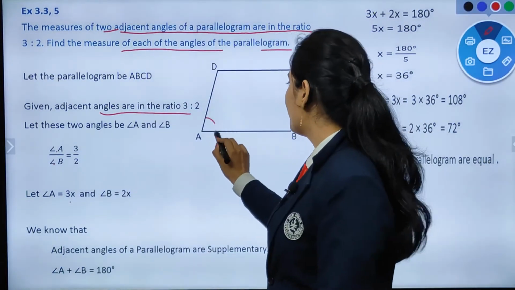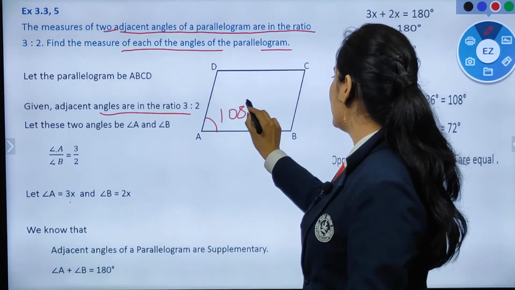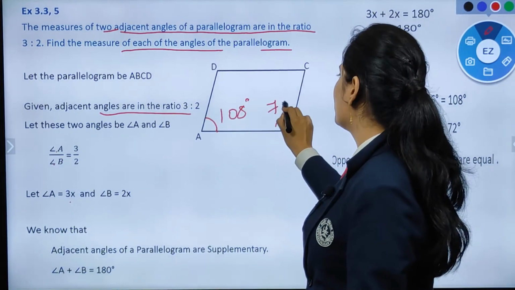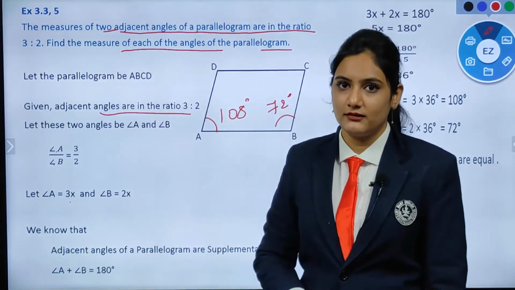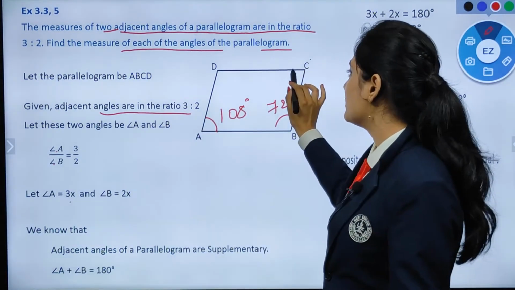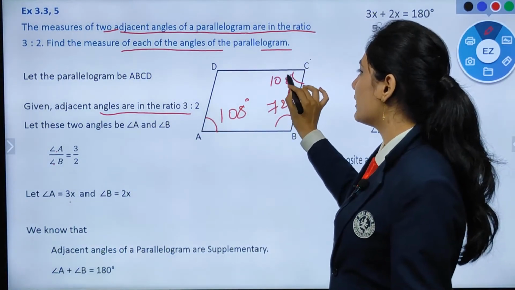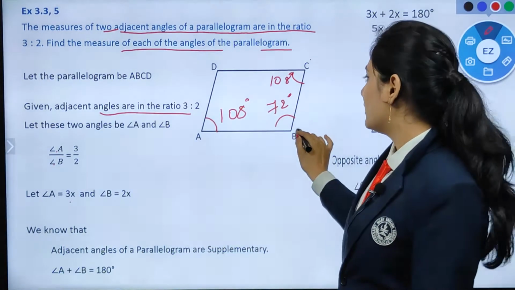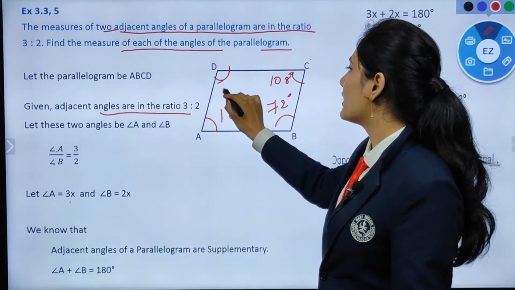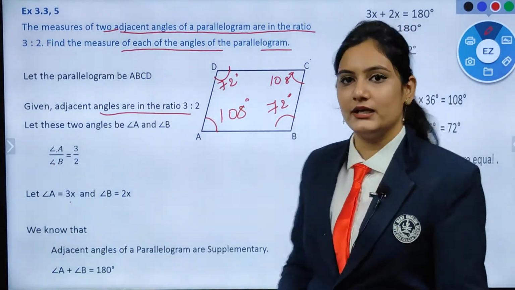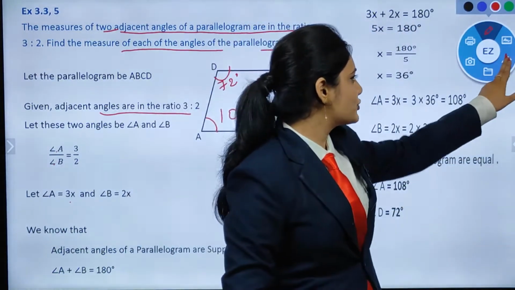If angle A is 108, angle B is 72, can you find angle C and D? Yes, angle A is equal to angle C. So this will also be equal to 108 degree. Now angle B is equal to angle D. So this angle will be 72 degree. Now coming to the next question.